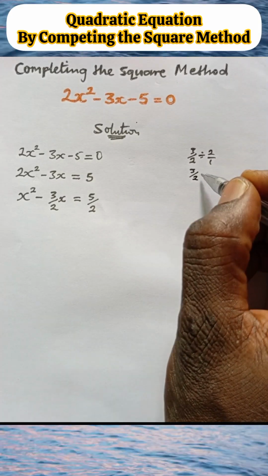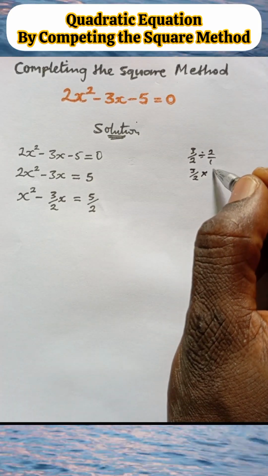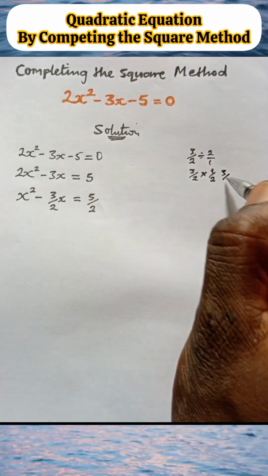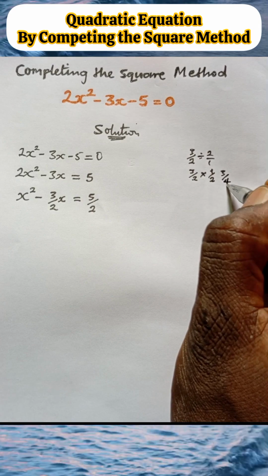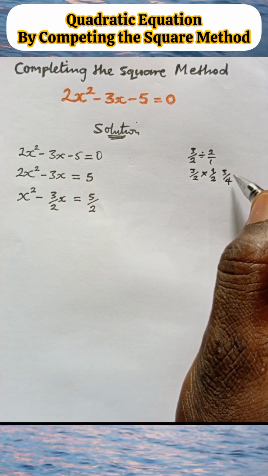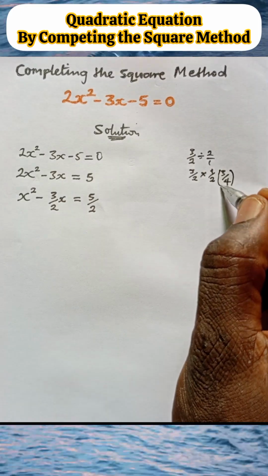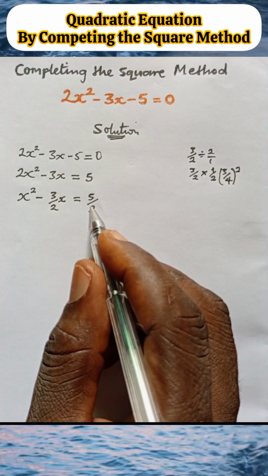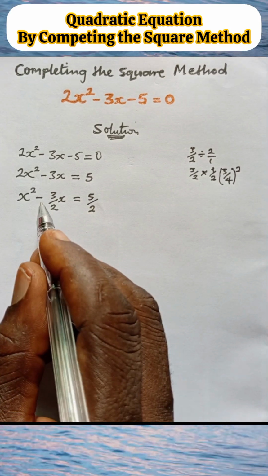Here we now have 3 over 2. We change this to multiplication so that we have 1 over 2. Here 3 times 1 is 3. 2 times 2 is 4. Therefore, half of 3 over 2 is 3 over 4. So we are going to determine the square. Take the square of this term and then add it to both sides. But remember that here we have negative sign.